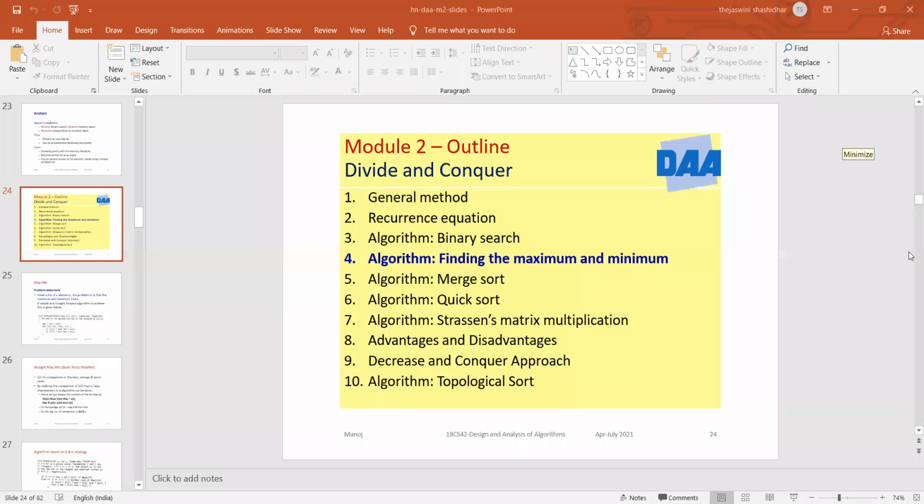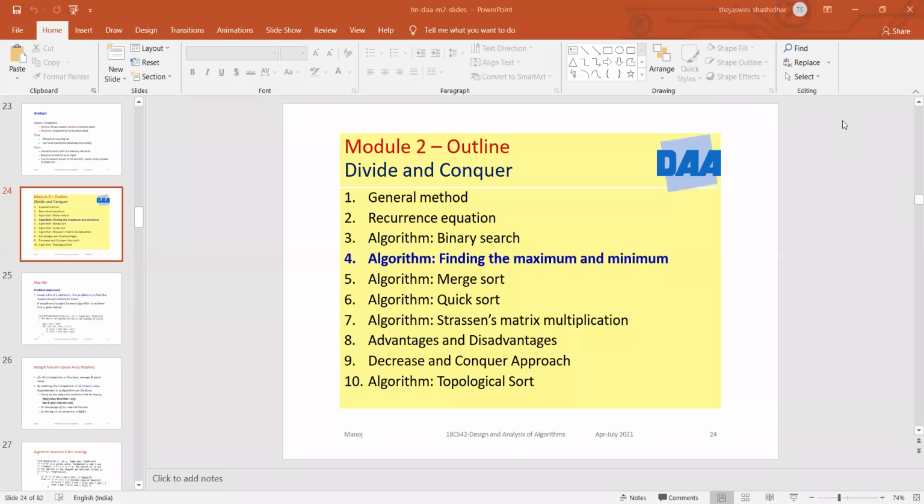Okay. Good morning, all. So this is the video lecture on design and analysis of algorithms. Currently we are discussing module 2, divide and conquer strategy. In that we have gone through one algorithm, the binary search algorithm, and how to find its best case, worst case, and average case. All those points are given.